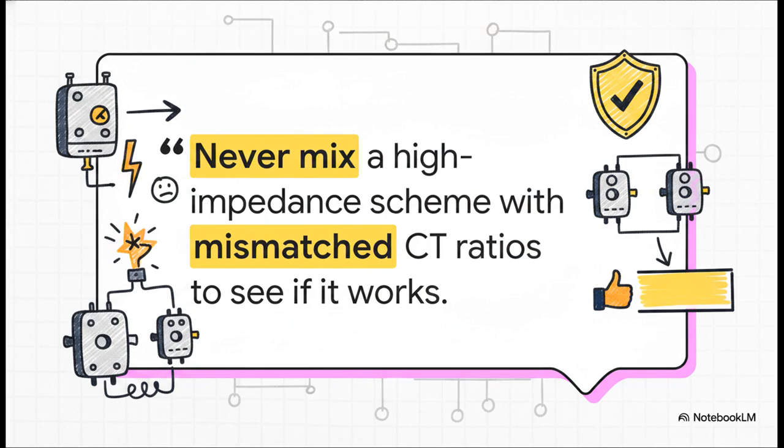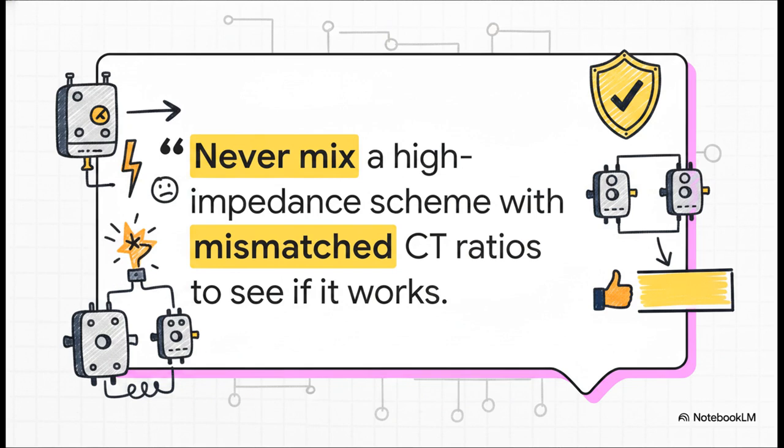So, listen to this stern warning. Never, and I mean never, mix a high impedance REF scheme with mismatched CT ratios just to see if it works. During an external fault, all that mismatched current has nowhere to go but straight through the relay's operating coil.